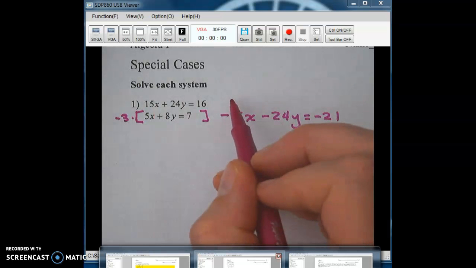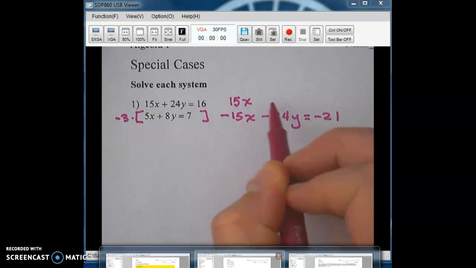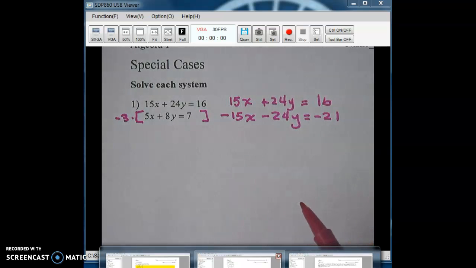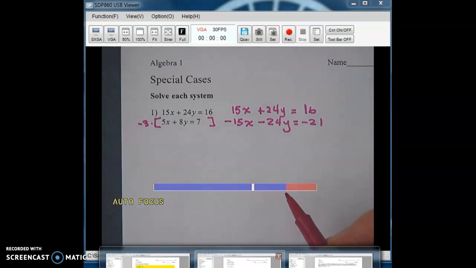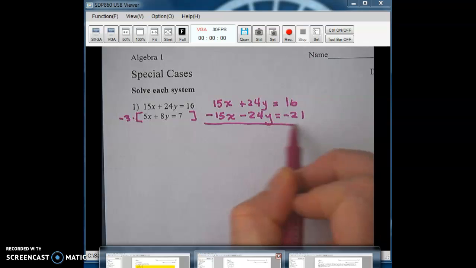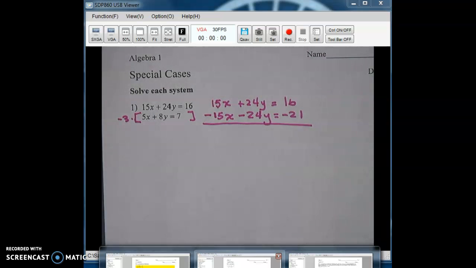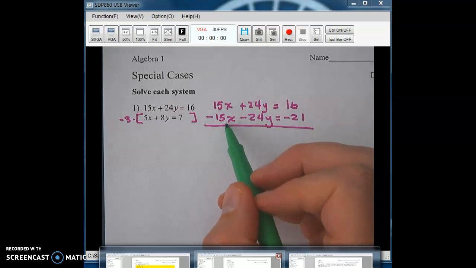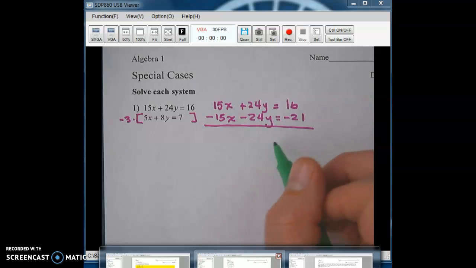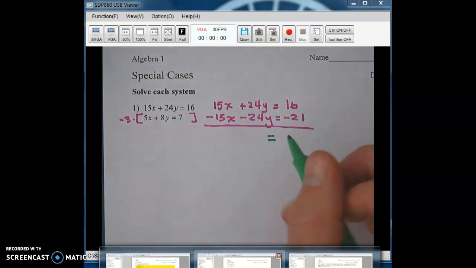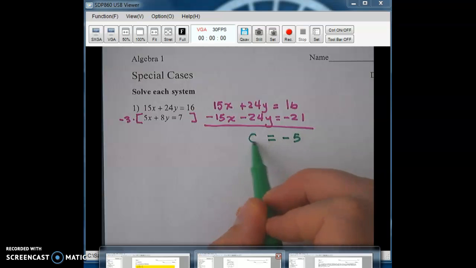The top equation doesn't have to change, so I can just rewrite it. 15x plus 24y equals 16. And now I can do my elimination. And this is probably where you can already start to see that there's something that's going to happen that hasn't happened before. As I go to add these straight down, I notice that my x's cancel out and my y's cancel out. 15 minus 15 is 0. 24 minus 24 is 0. So there's nothing over here. And then on this side, I got 16 minus 21, which in this case is negative 5. Since there's nothing over here, I'm going to put that 0 there.